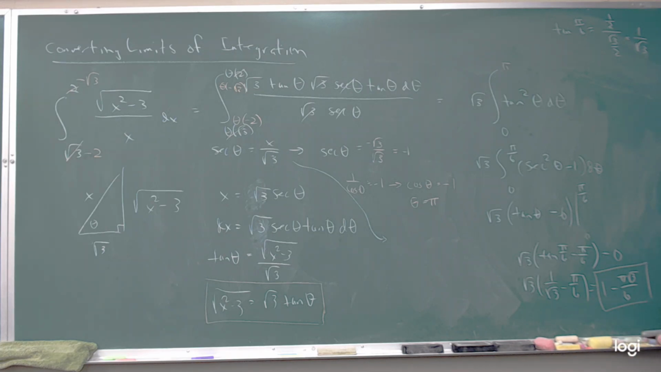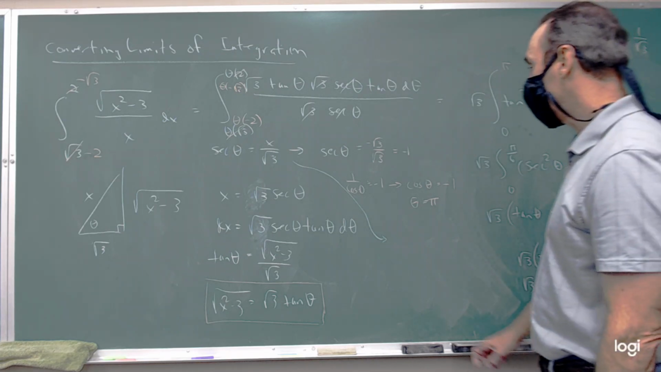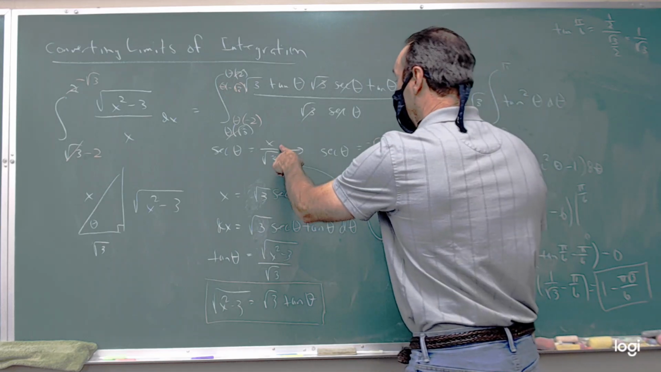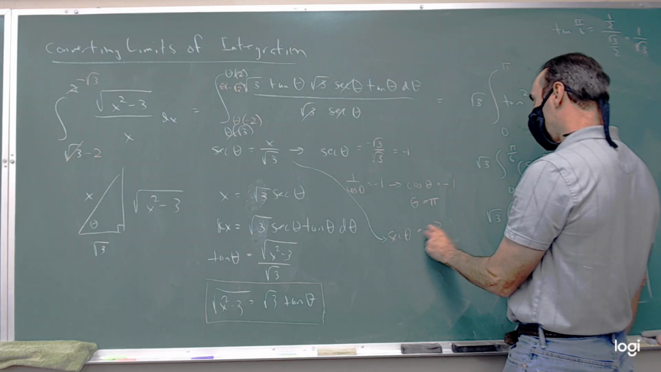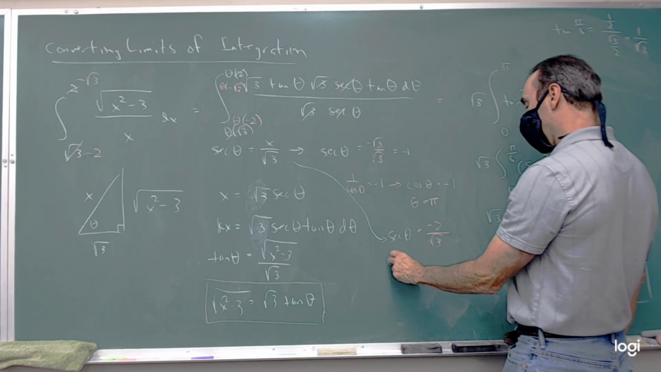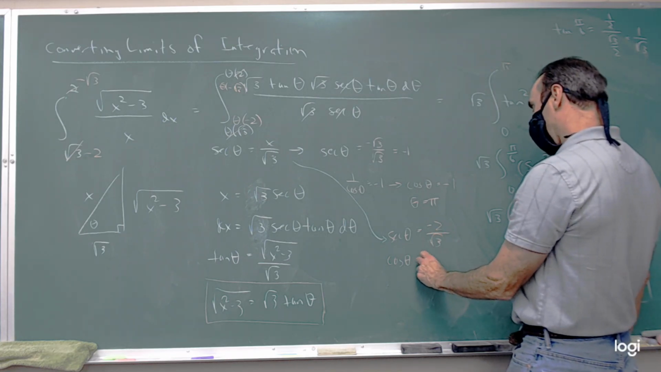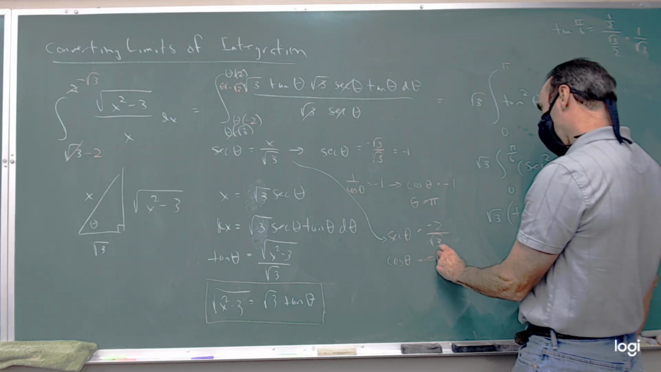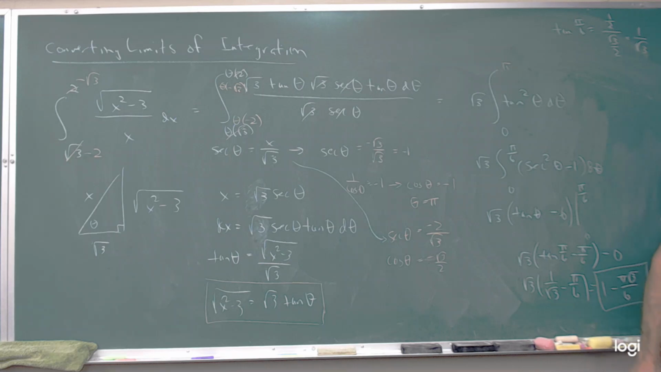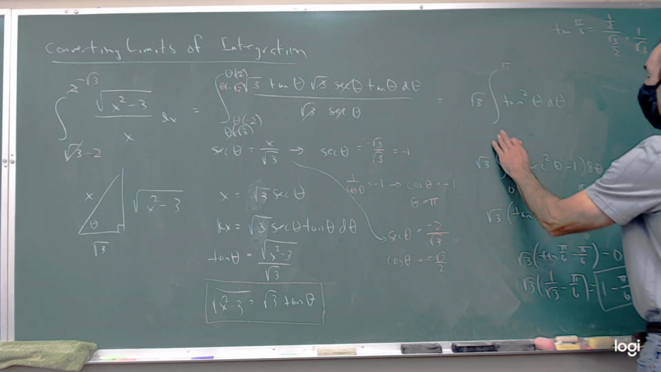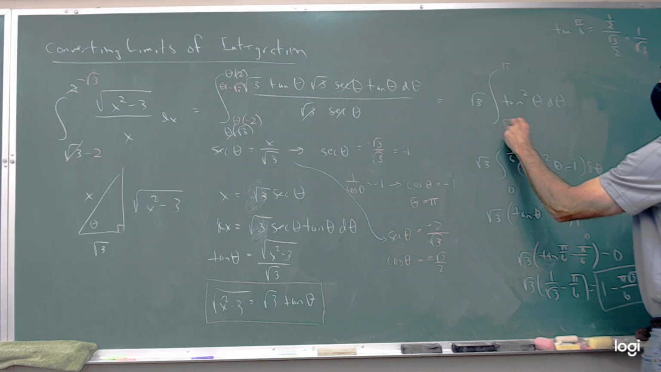Okay? Similarly, now if we plug in the -2, we have secant theta is -2 over square root of 3, which means cosine theta is negative square root of 3 over 2. So the angle where cosine is negative square root of 3 over 2 is going to be 5 pi over 6. So this has become 5 pi over 6.